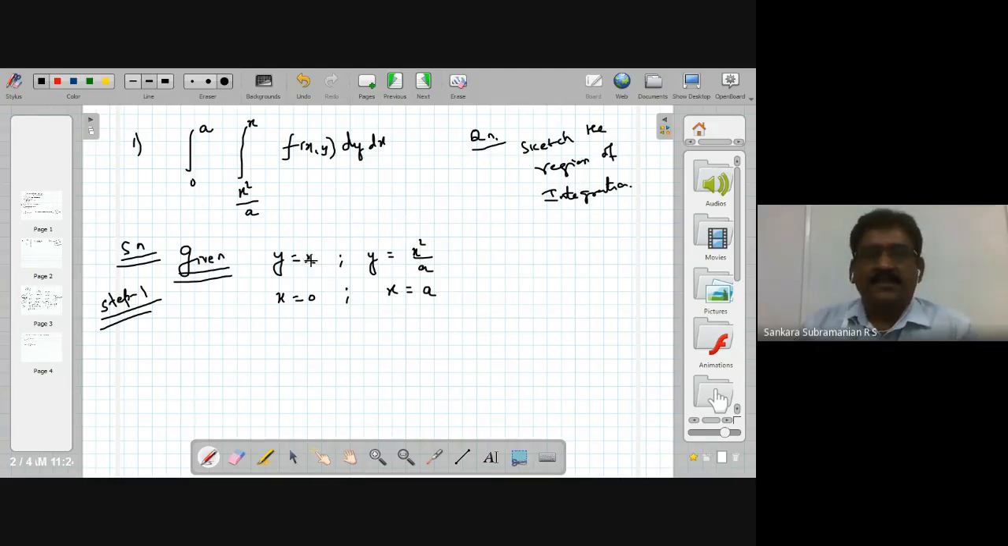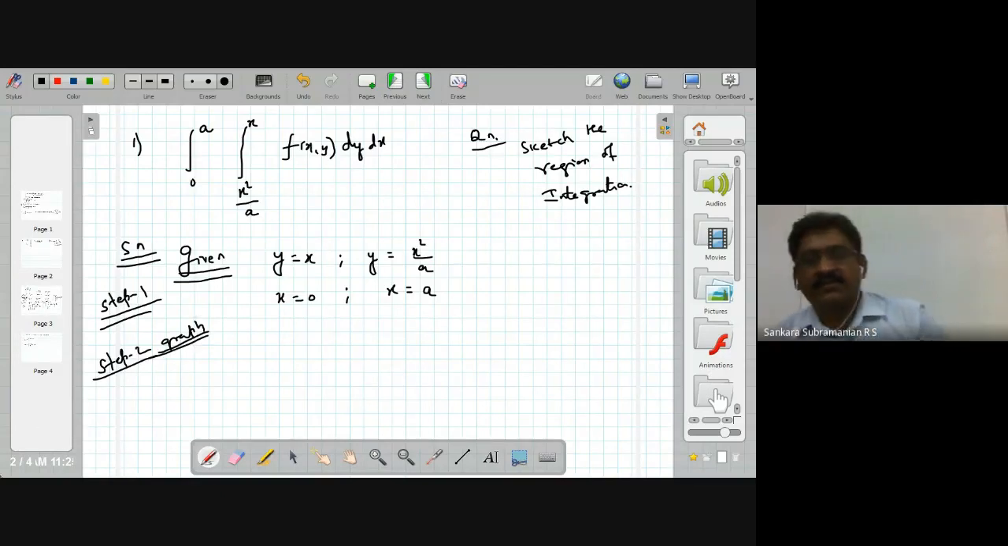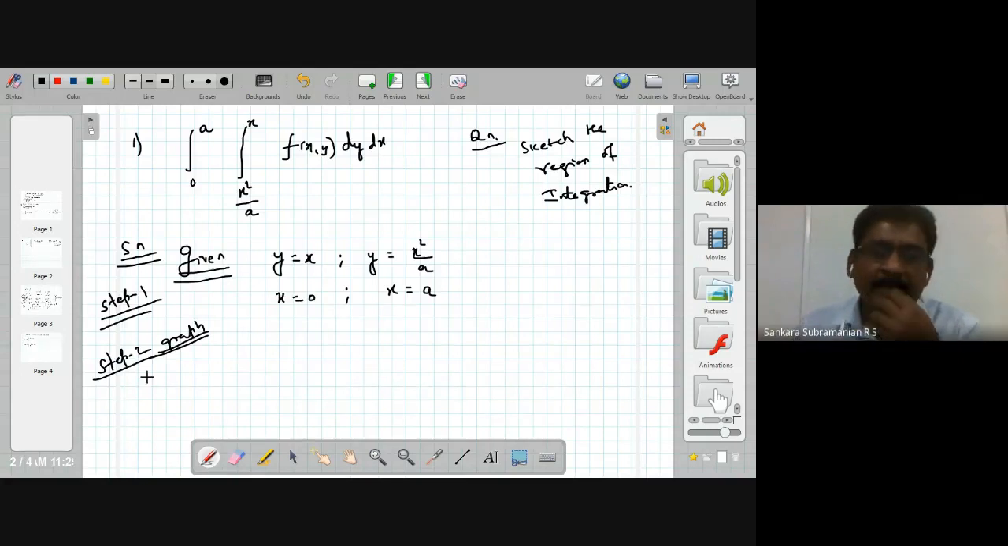The second step is drawing the graph. Step 2 is graph. How to draw the graph? Can you help me? What is x is equal to 0? What is x is equal to a, where a can take a positive value?